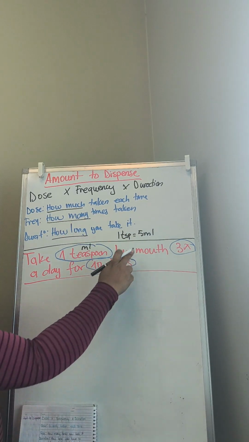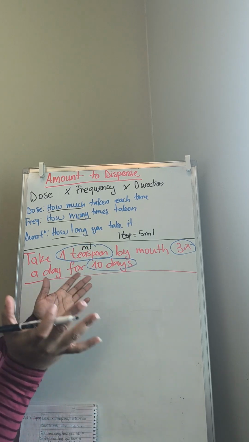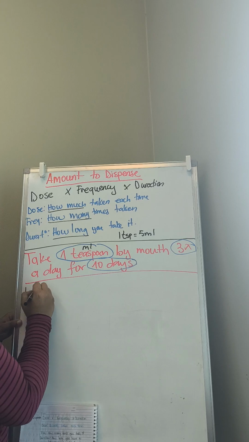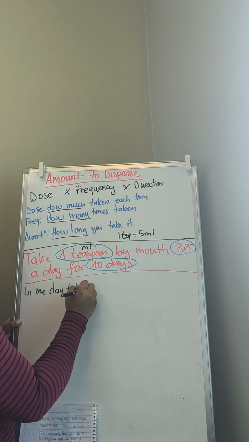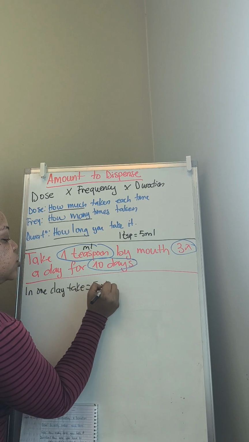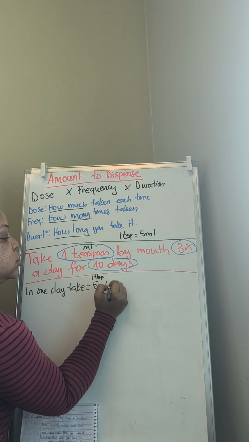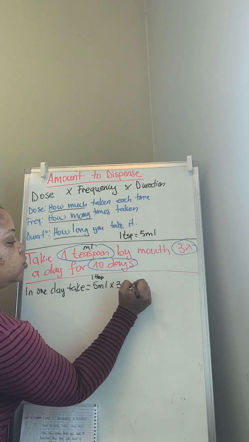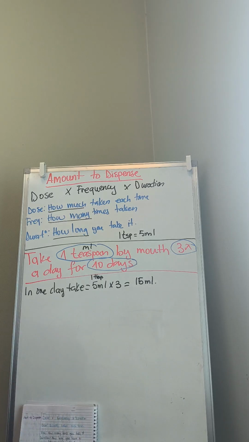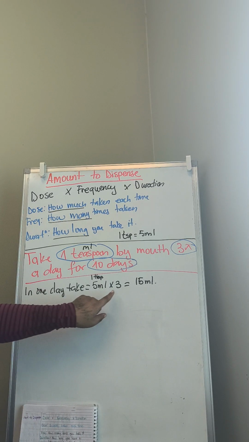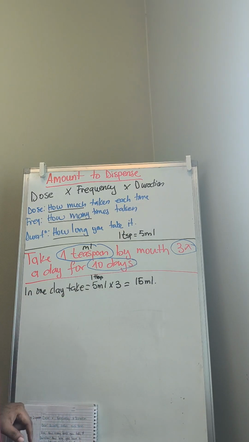So in one day, if I'm taking the medication 3 times, how many milliliters am I taking in total? 3 times 5, right? In one day, take 5 milliliters, which is 1 teaspoon, times 3 times, is equal to 15 milliliters. So every day, this patient is going to take 15 milliliters. This gives us the frequency and the dose. The dose for the day is 15 milliliters.